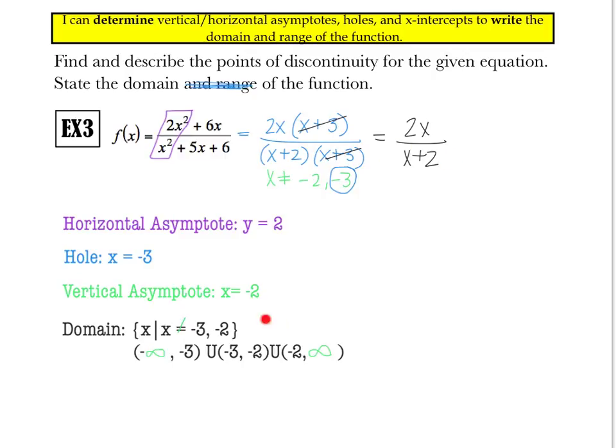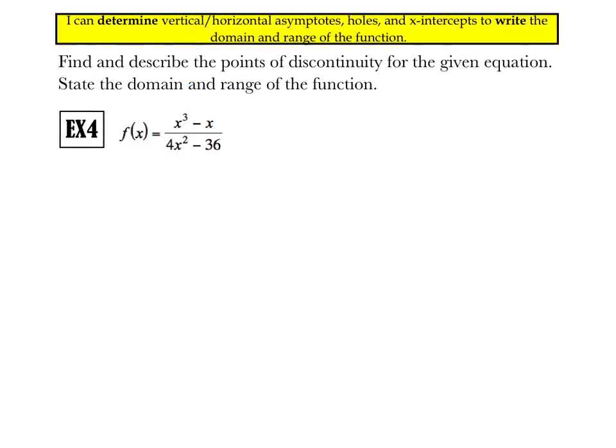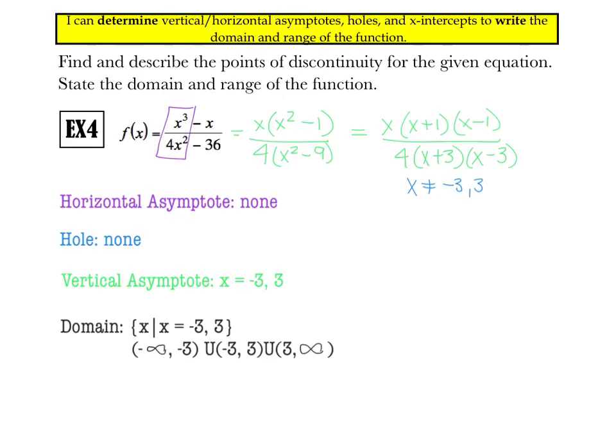So when I put my domain together, I have all x's such that x cannot be the hole, negative 3, or the vertical asymptote of negative 2. And this was what that would look like in interval notation. You can use either one unless it tells you specifically which one to use. And go ahead and write down any questions or points of confusion that you might want to talk about tomorrow in class. Alright, pause the video, try this one.